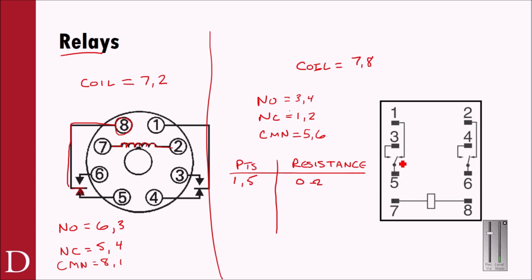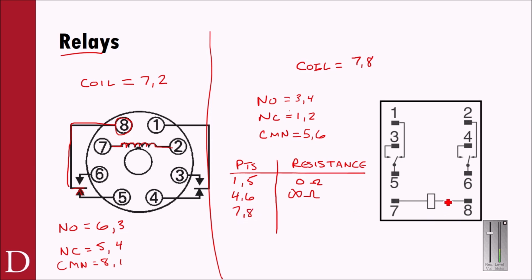In a normal de-energized as drawn state, 1 is being connected to 5 because it's a normally closed contact. By contrast, if I ask you to measure between 4 and 6, 4 is not connected to 6 unless the coil is energized. So again, I'm assuming a de-energized state when I make this measurement. And because so, I would read infinite ohms between 4 and 6.